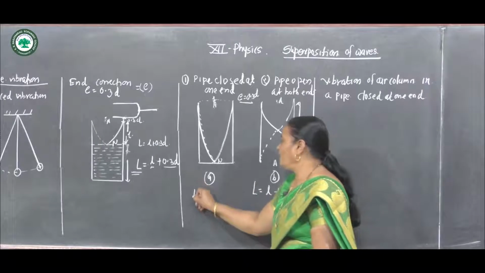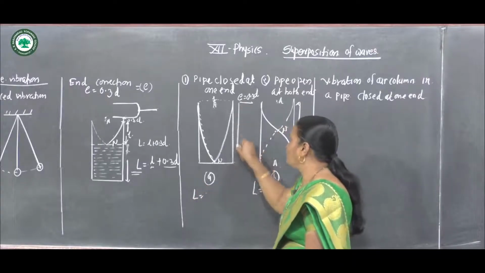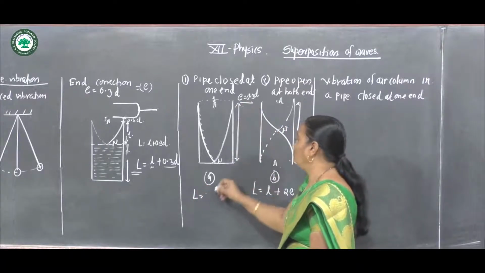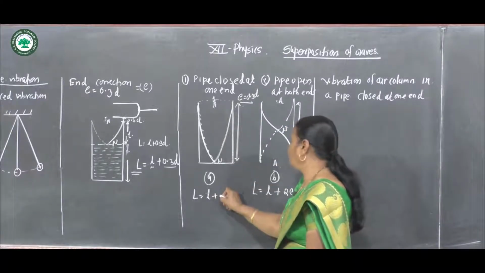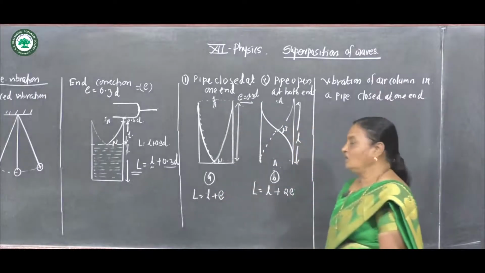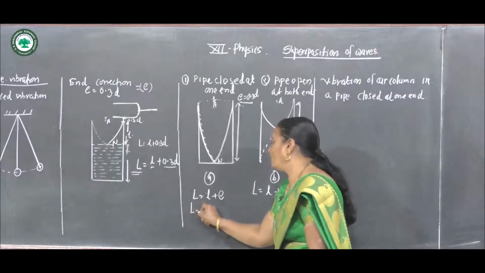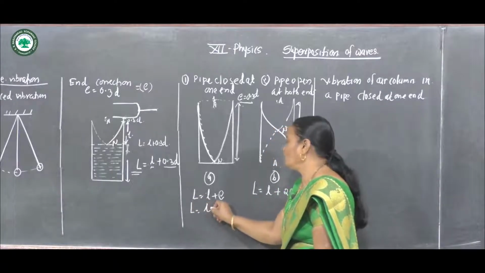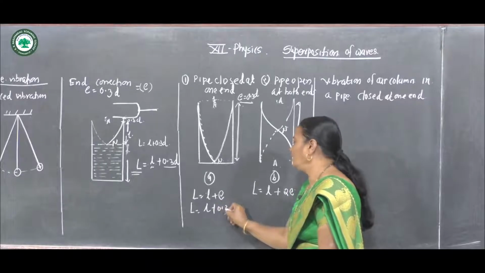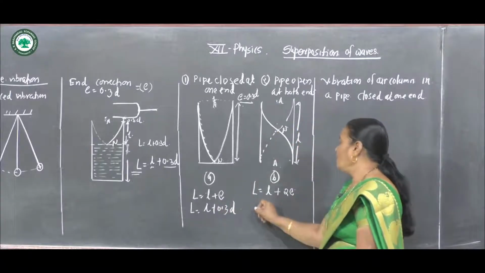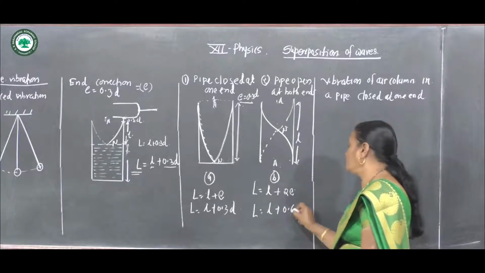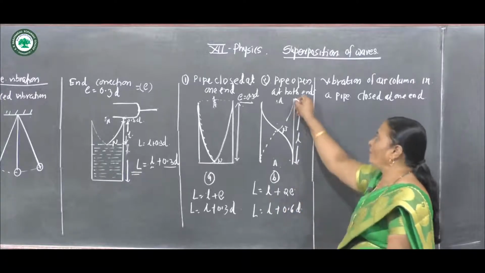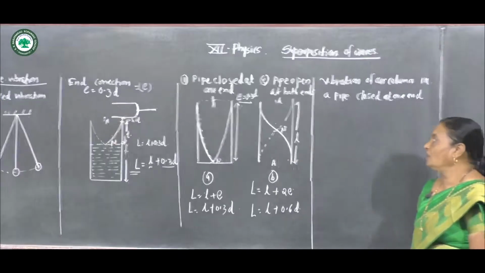Here the corrected length is equal to the length of air column L, and there is only one end correction, therefore it is plus E. Now we can write corrected length is equal to L plus 0.3d here, and corrected length is equal to L plus 0.6d in case of pipe open at both ends.